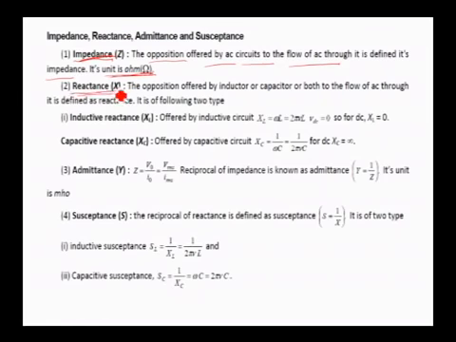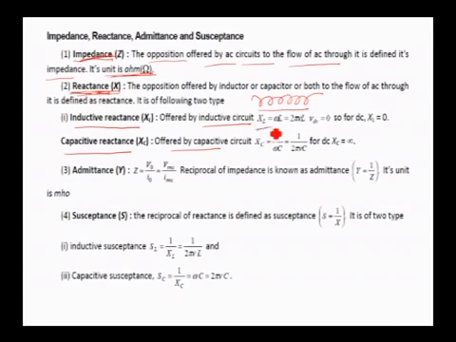Reactance. Just like a resistor has a resistance, we have an inductor. An inductor is nothing but a coil. This coil also has resistance. The resistance of the inductor is expressed as reactance. It will be inductive reactance for an inductor, and capacitive reactance for a capacitor.